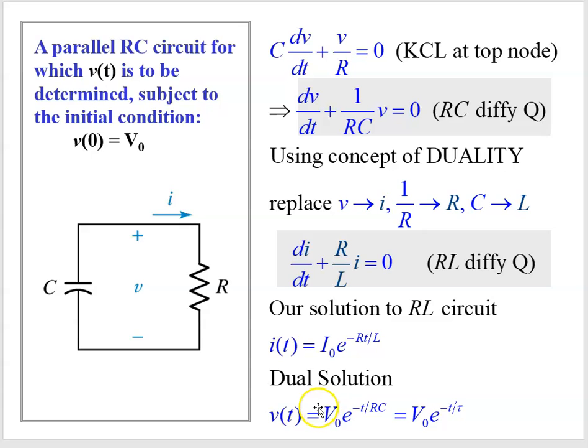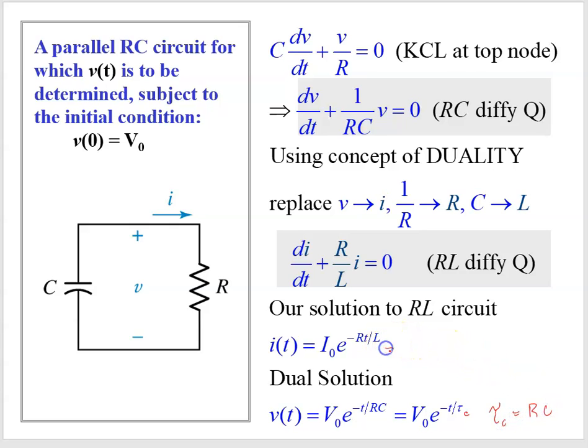That dual solution is the voltage of the capacitor: the initial voltage V naught times e to the negative t over RC, which is our V naught e to the negative t over tau, where for a capacitor, tau C is equal to RC.